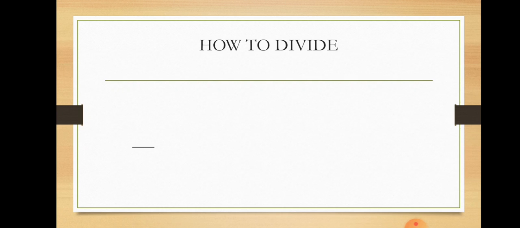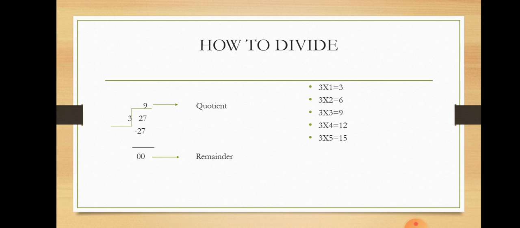Now how will you divide? That we will learn. Same numbers here, 27 divided by 3. For that you will say the table of 3. 3 ones are 3, 3 twos are 6, 3 threes are 9, 3 fours are 12, 3 fives are 15, 3 sixes are 18, 3 sevens are 21, 3 eights are 24, 3 nines are 27, and 3 tens are 30. So children, in the table of 3, 27 comes.